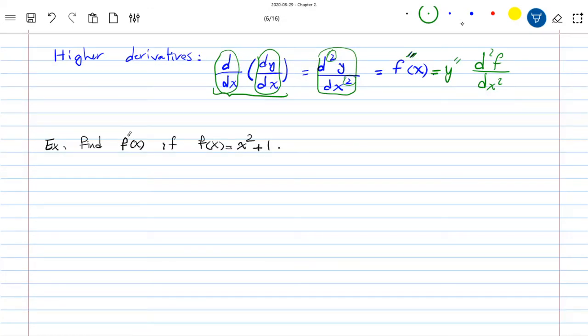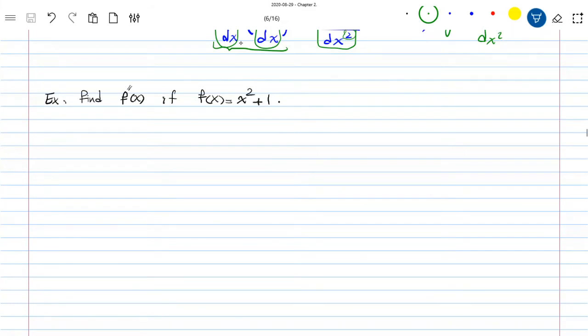Okay, so here is an example. Given f of x as x squared plus 1, we want to find the second derivative. How do we do it? You go through the process of the derivative twice. So let's first find f prime of x. After I find f prime of x, I will use it to calculate the derivative one more time. So f prime of x would be the limit of f of x plus h minus f of x divided by h as h approaches 0.